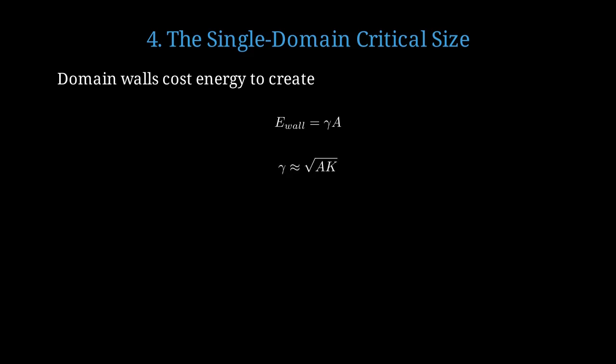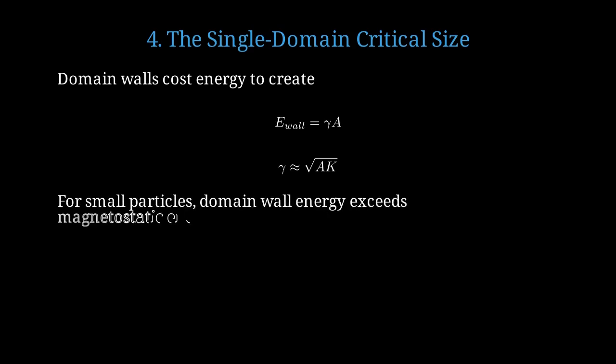Let's calculate the critical size where a particle becomes single-domain. Creating a domain wall requires energy because spins must rotate gradually from one direction to another. The domain wall energy equals the wall energy density gamma times the wall area A. The wall energy density is approximately the square root of the exchange constant A times the anisotropy constant K.